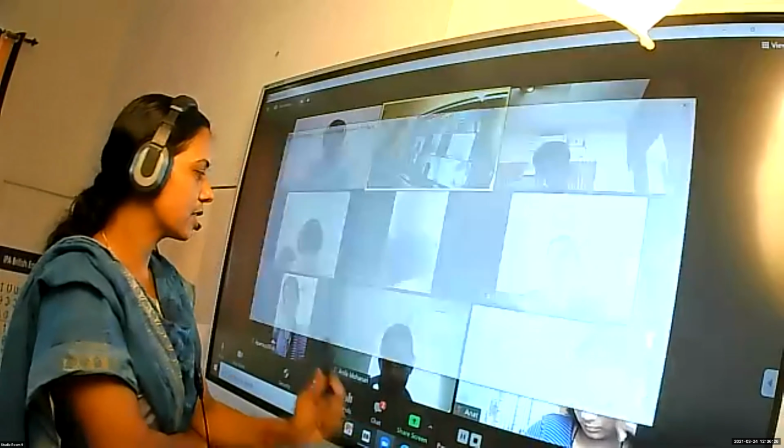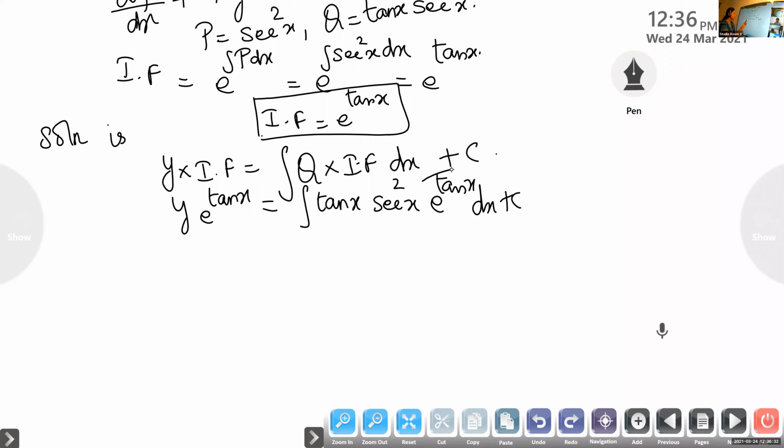Okay, now look at this question. Here we have y into e raised to tan x is the integral of tan x sec square x e raised to tan x dx plus c. Look here, which function's derivative is there? Tan x. The derivative of tan x is sec square x.